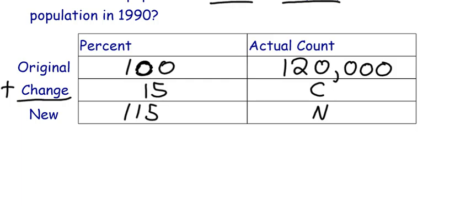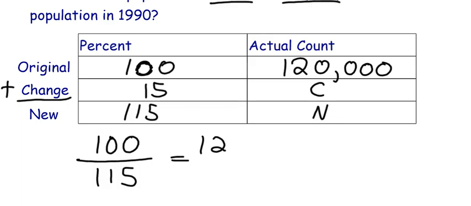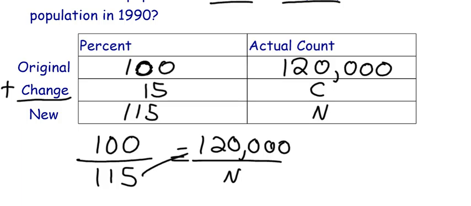First, we're going to take our 100% and we're going to take our new population, right, that 115%, because that's what we want to know, the new. So we're going to create a proportion of 100 over 115, which is equal to the actual amount of this to our unknown. All right. So from here we're going to cross multiply and then divide by 100.